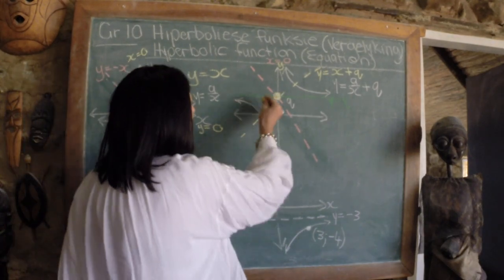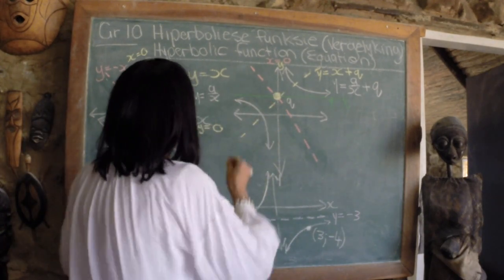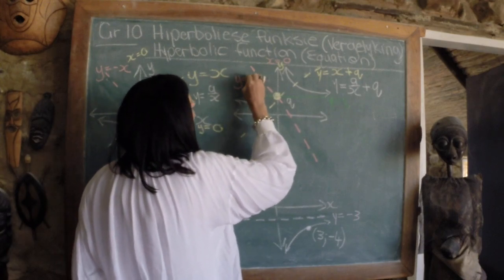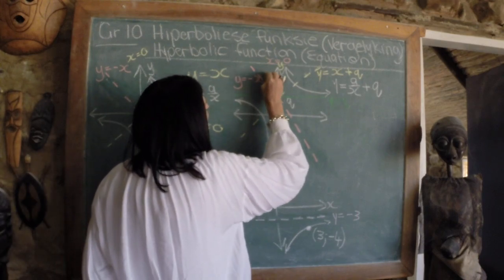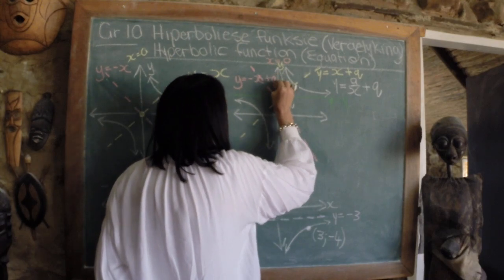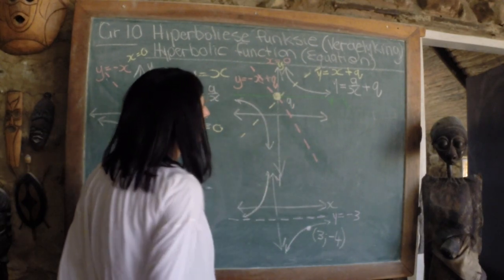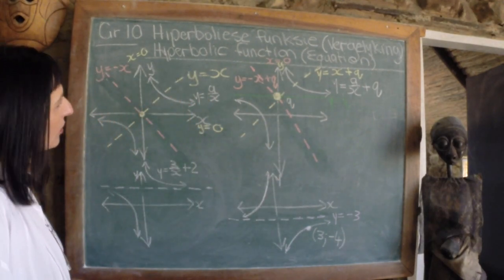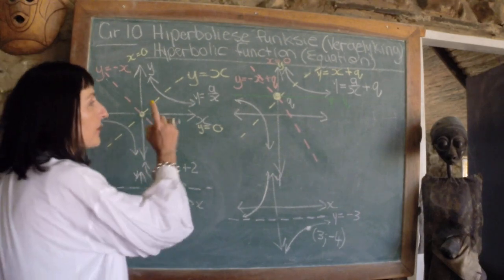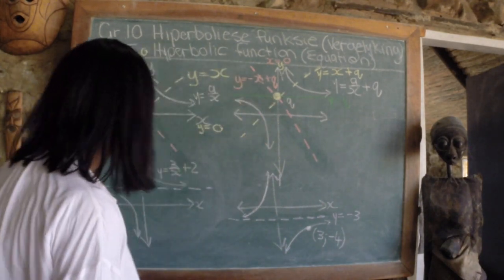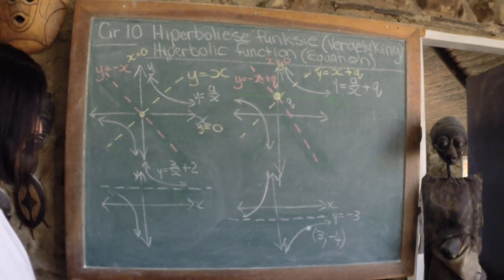So what's happening with the negative symmetrical axis? It becomes y equals minus x plus q. So ek sit net weer 'n plus q by, want hy het soveel q-eenhede dan nou opgeskuif. En dis leerwerk. Graad 10, that's learning work. Kom ons doen 'n voorbeeld.